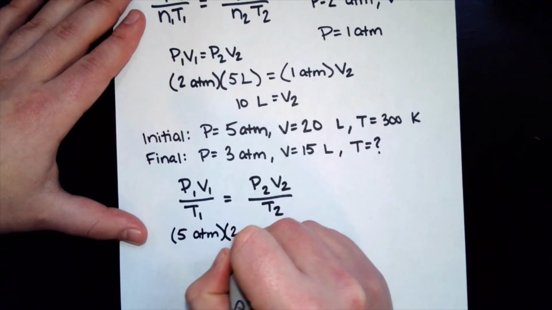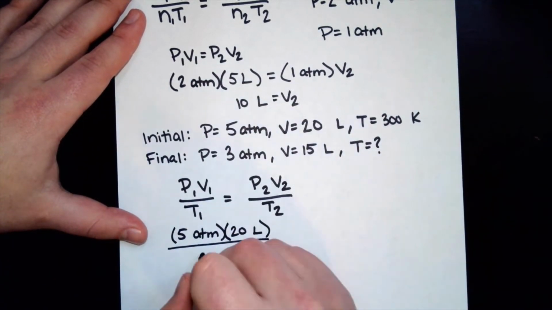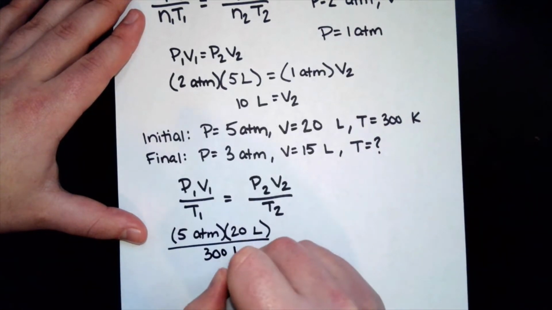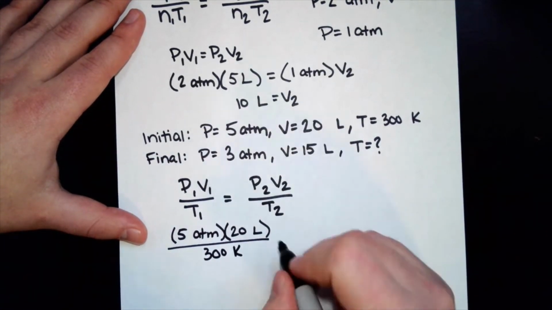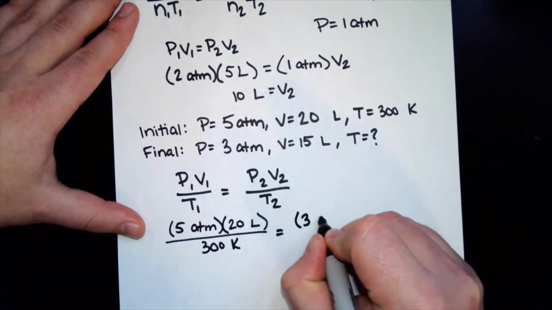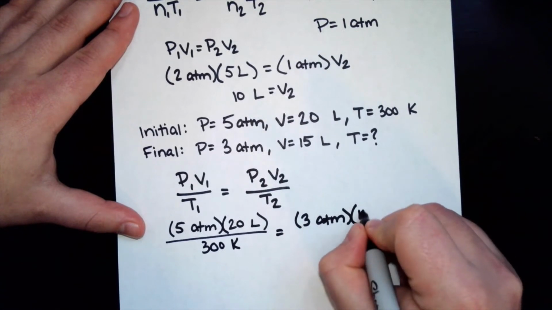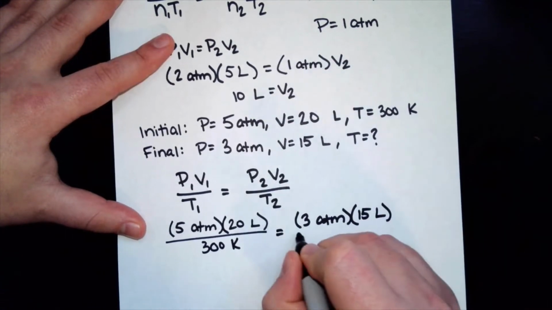V1 is 20 liters. T1 is 300 Kelvin. P2 is 3 atmospheres. V2 is 15 liters, and we're solving for T2.